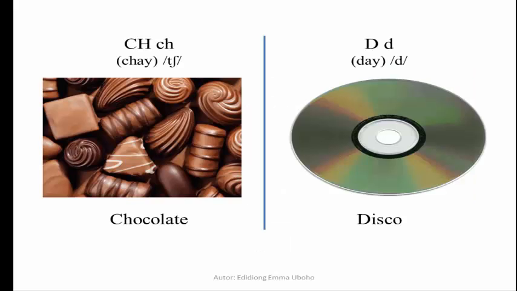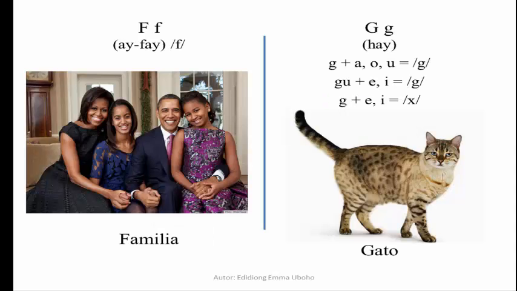Spanish has a consonant CH, which is called che, just like the word in the bracket che. For example, chocolate. D for disco. F for familia.